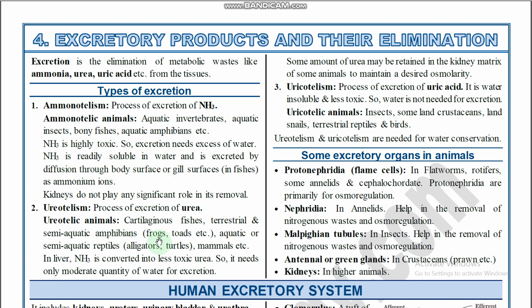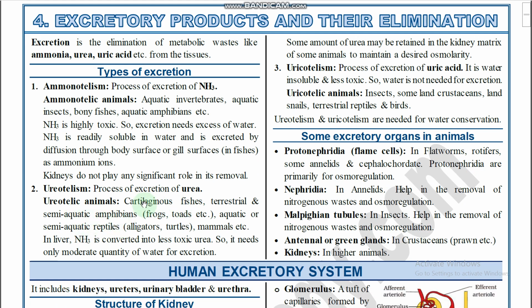The second, less toxic, is urea. Examples: cartilaginous fishes, terrestrial and semi-aquatic amphibians like frogs and toads, aquatic or semi-aquatic reptiles like alligators and turtles, and mammals release urea. In the liver, NH3 is converted into less toxic urea, so it needs only a moderate quantity of water for excretion. Ammonia requires the most water for release, urea moderately, and in uricotelism very little water is required. Some amount of urea may be retained in the kidney matrix in some animals to maintain the desired osmolarity, right. Urea is not completely released, for maintenance of osmolarity in the body.